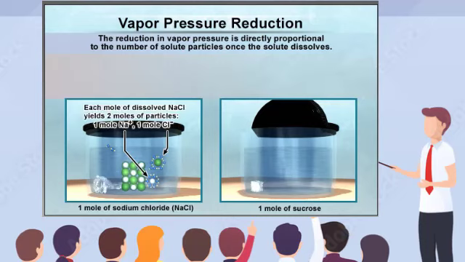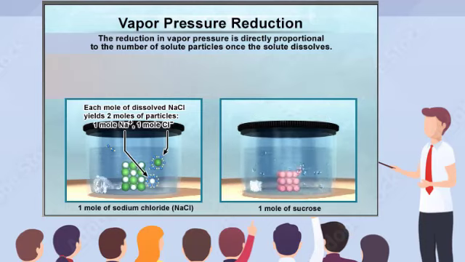Therefore, 1 mole of the solute sodium chloride yields 2 moles of particles, one of which is a mole of sodium ions, and the other of which is a mole of chloride ions. In contrast, when sucrose dissolves, individual sucrose molecules separate from the solute. Therefore, only 1 mole of sucrose particles enters the solution for each mole of sucrose.